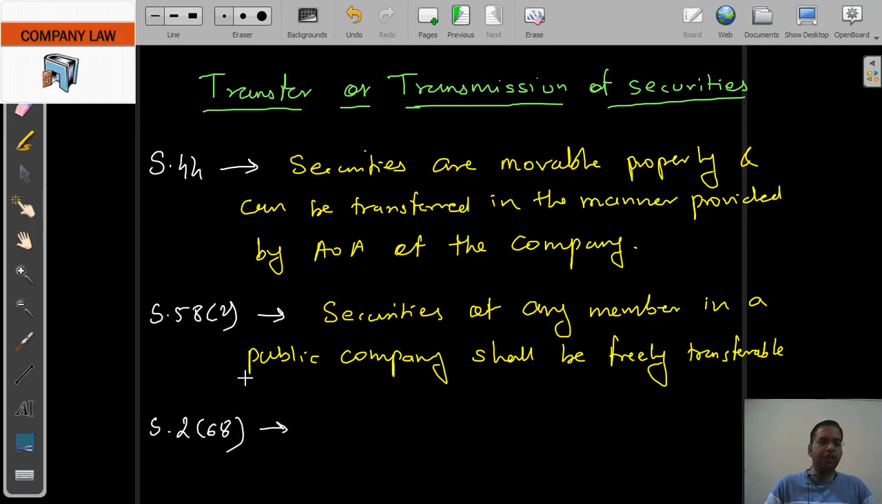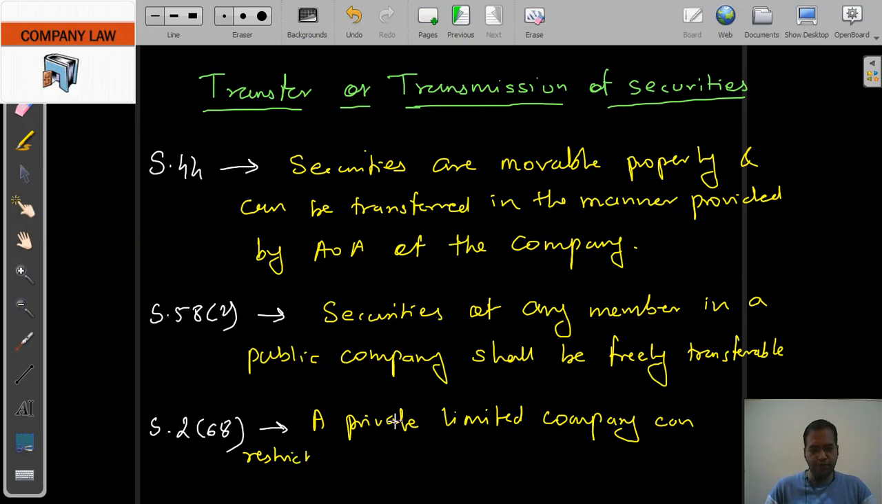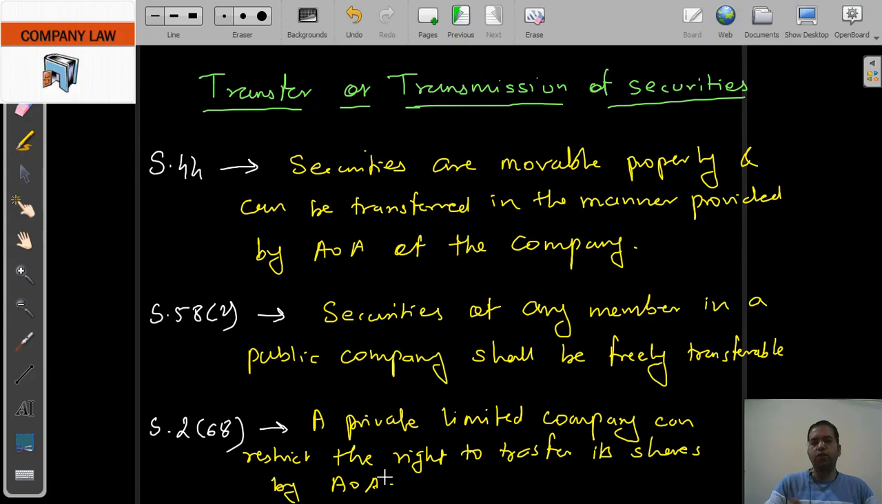Section 2(68) gives the definition of the private limited company. So a private limited company can restrict the right to transfer its shares by AOA. Through the AOA, this right is given to the private limited company. So a private limited company may restrict the transfer of shares.